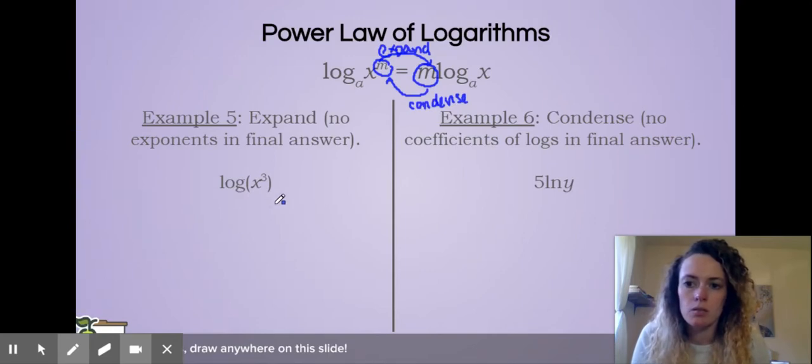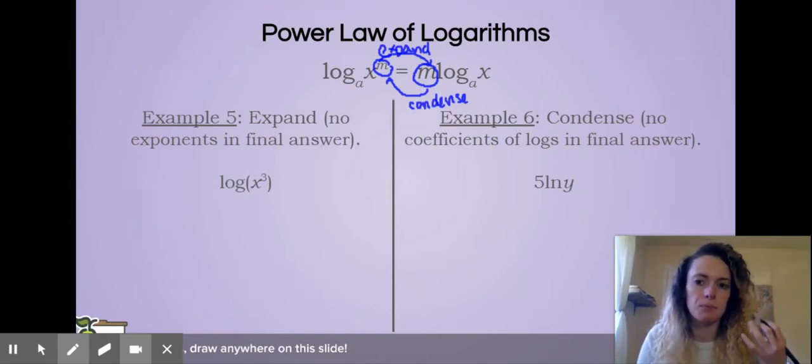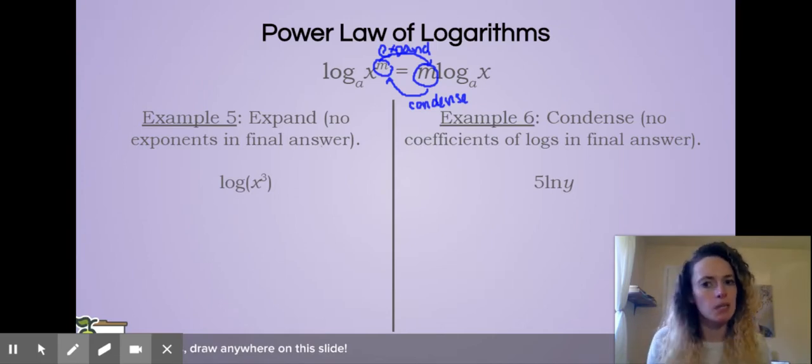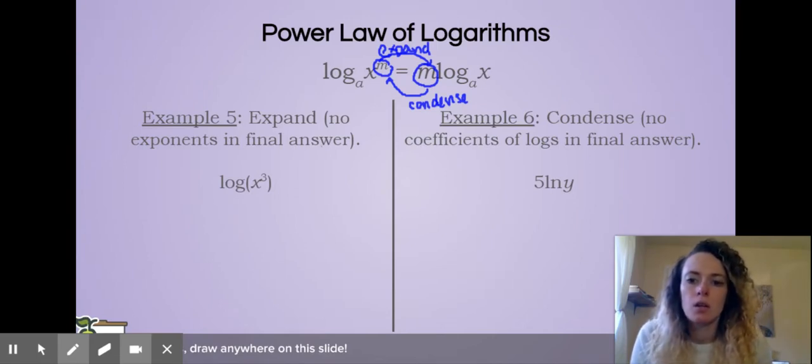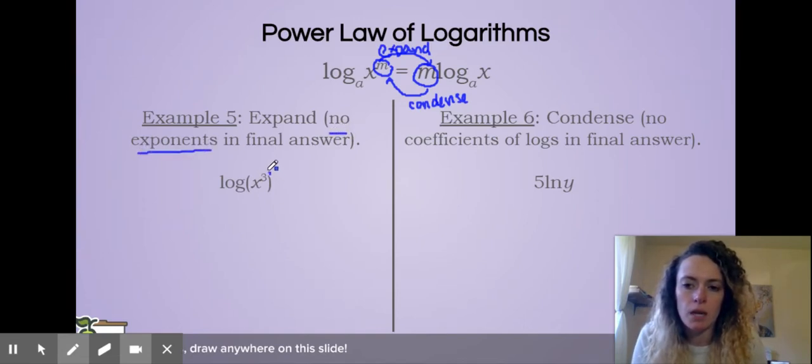All right, so let's do a couple. So for these first few, we'll remind you about what expanding and condensing means for the power law. Expanding meaning no exponents in your final answer. So that means I'm taking this exponent of 3 and I'm basically just dropping it off in front, or I'm moving it to be a coefficient. So the expanded version of this is 3 log of x. With or without parentheses around the x, it doesn't matter.